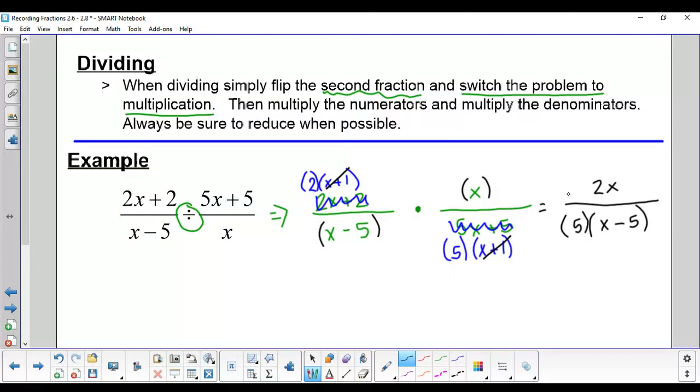Notice that by reducing as I go, it allows for me to have a simplified answer as soon as I get to the end. Again, it's a great tool and trick to help you along the way. There's your lesson on fraction review and recap.